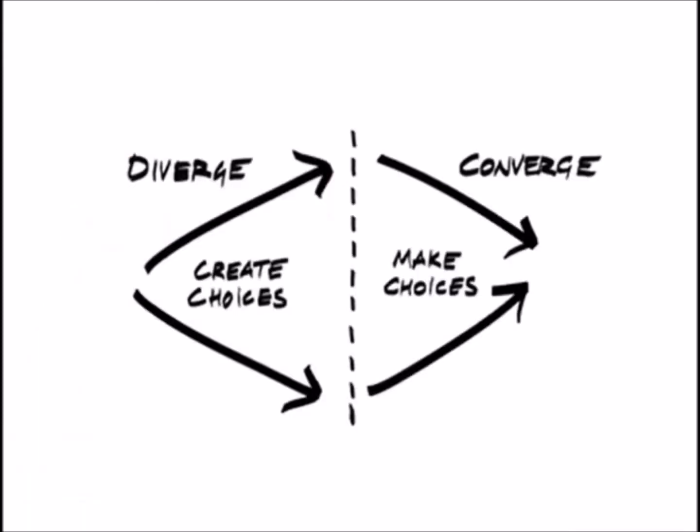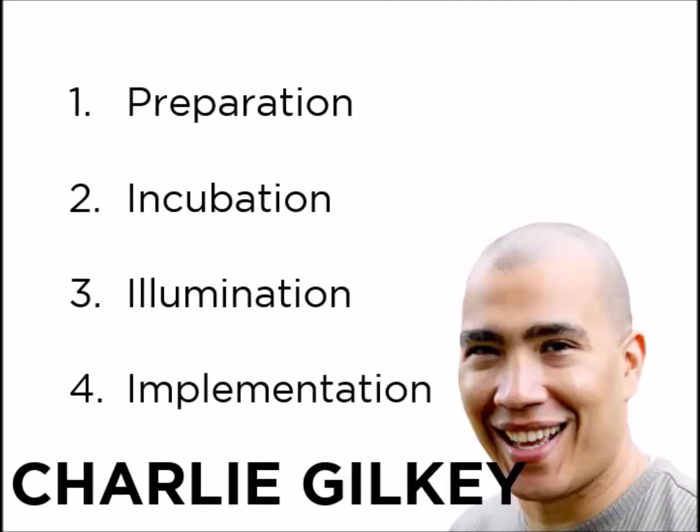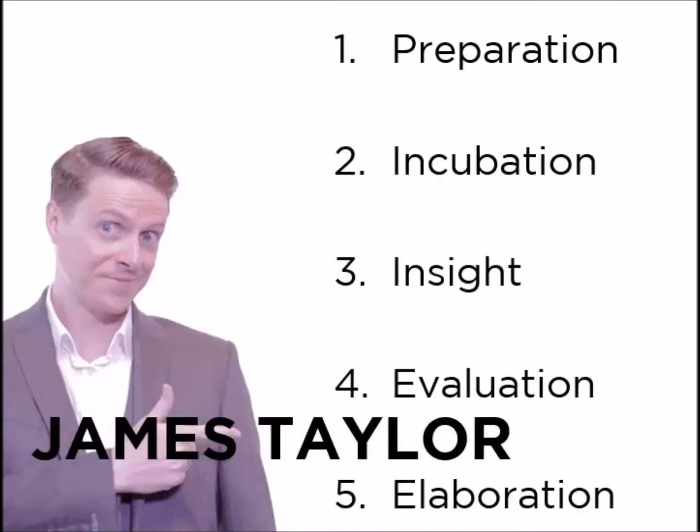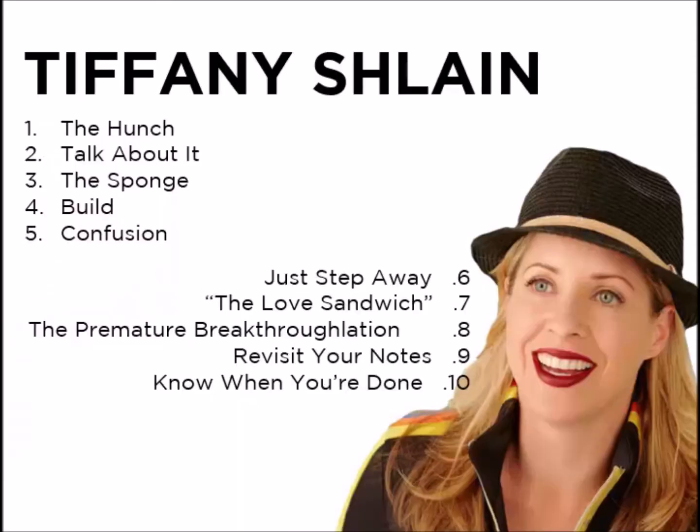You'll find tons of prescriptive suggestions related to, say, convergent and divergent thinking, or Charlie Gilkey's steps: preparation, incubation, illumination, implementation, or Jessica Stillman's 4 stages of creativity: preparation, incubation, illumination, and verification. James Taylor offers 5 similar stages: preparation, incubation, insight, evaluation, and elaboration. Tiffany Schlane's list is a bit more extensive.